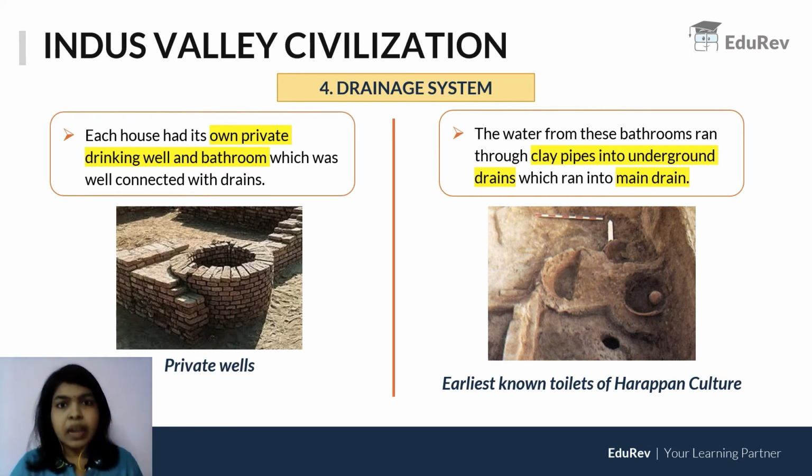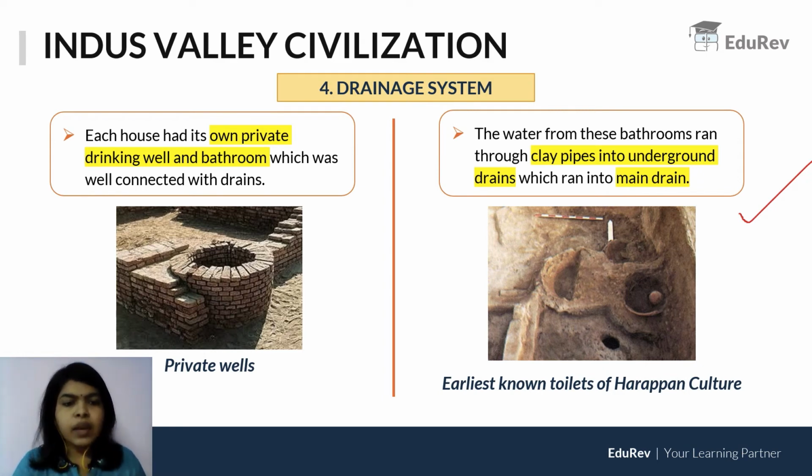There was a main drain which was connected to the sub drains, and these sub drains led to the homes, and from there onwards, whatever the wastewater came, it fell into the main drain. So there was a well networked drainage system. Each house had its own private well, and each house had its own bathroom. The water from these bathrooms ran through the clay pipes, this is important, into the underground drains which ran into the main drain. So what is important here? There was a network of drainage system. Point number two, that there was underground drainage system.